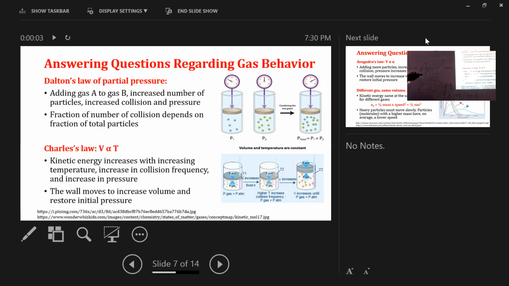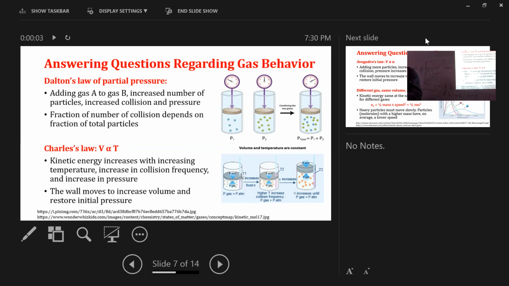Then Charles' law, what is it? I remember it this way. Charles' law, as I learned, since I studied in Bengali medium, I try to remember Charles' law.